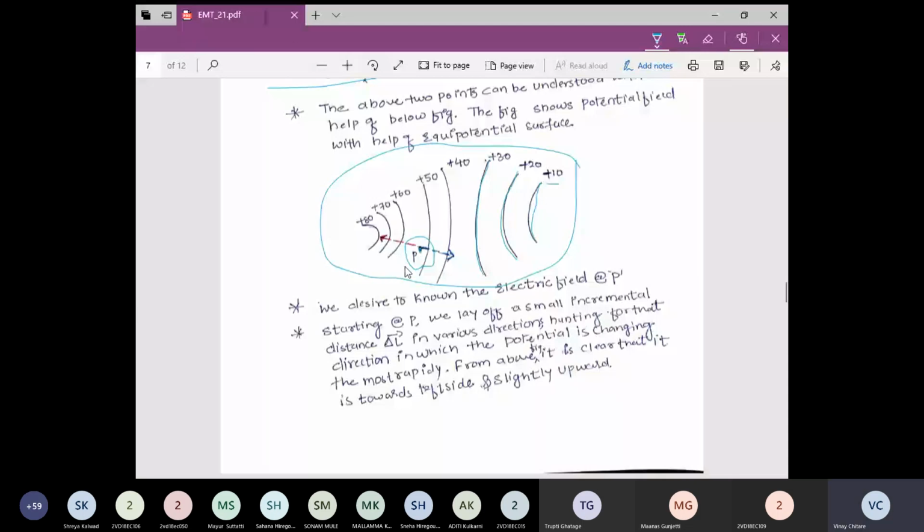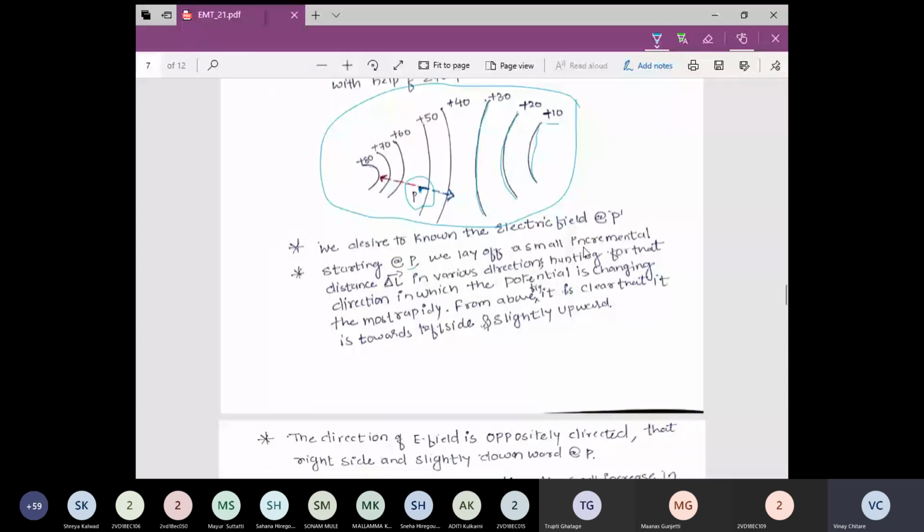So what I say is that, starting at point P, we lay off a small incremental distance delta L in various directions, hunting for that direction in which the potential is changing most rapidly. So at this point, I ask the question: in which direction should I point so that I get the maximum rate of change of the potential?